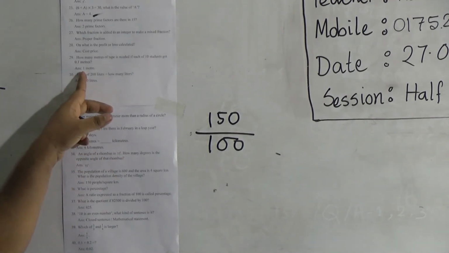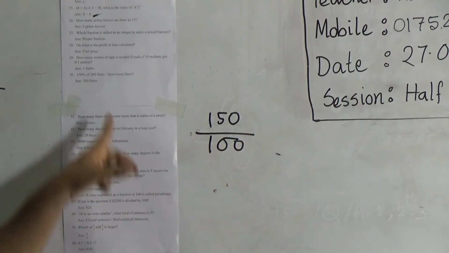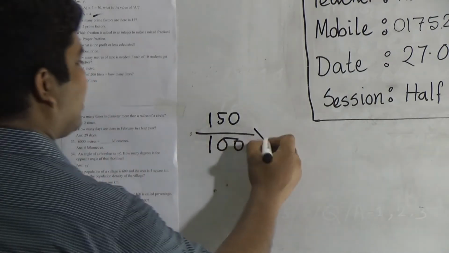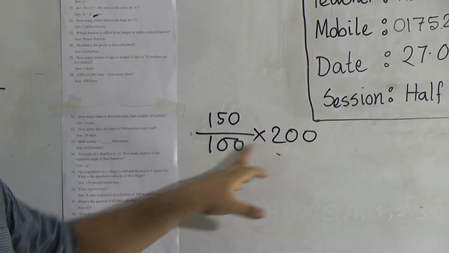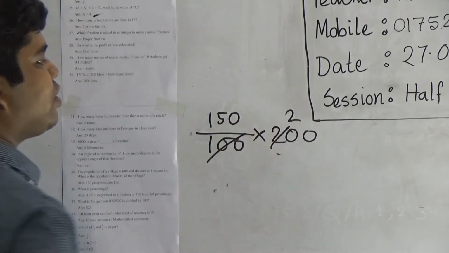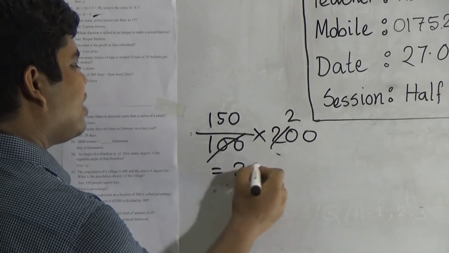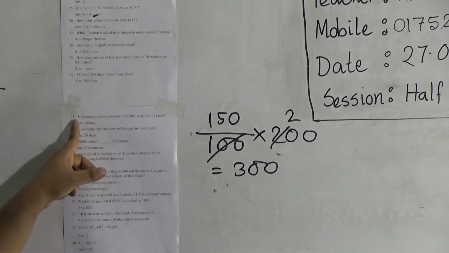Because this percentage means 1 by 100. So 150 divided by 100. And of means multiplication, and 200 is written here. Now we cut this 200 by 100. We get 2. 2 is multiplied with 150 and we get 300. So 300 liters.